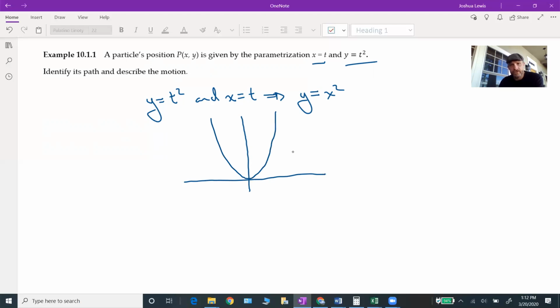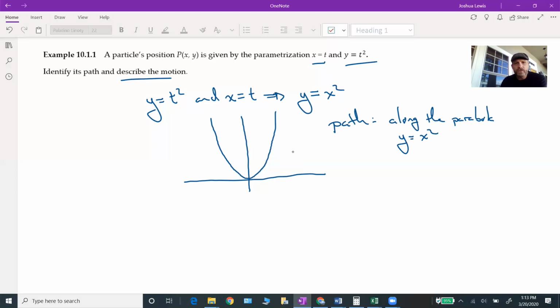We also have a car that just drove by. So we have this parabola. Well, that's its path, okay? So its path is along the parabola y equals x squared.